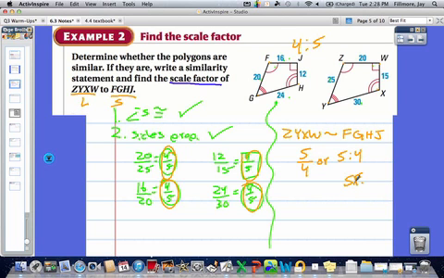It's that common ratio that these reduce to. That common scale factor, in this case of 5 over 4, is kind of like reading a map. For every 5 units over here, it equates to 4 units over here.